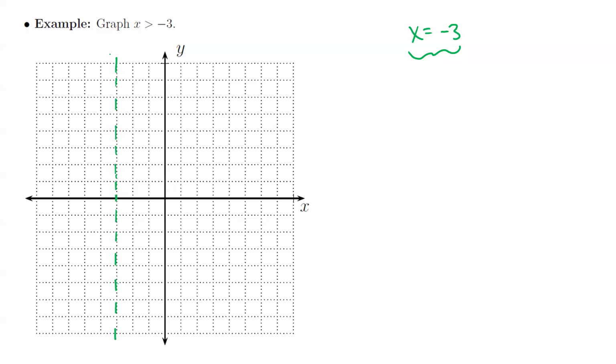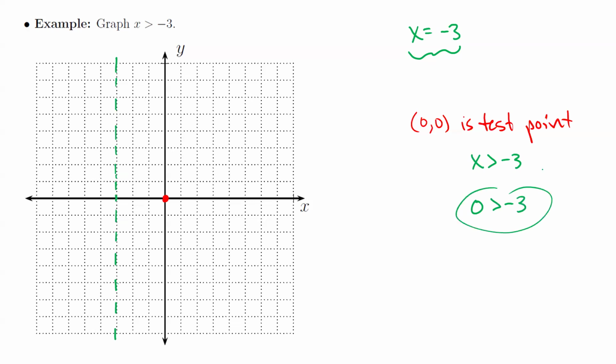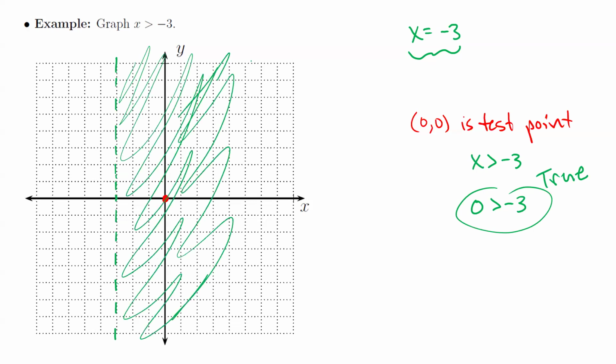All right. I can grab my test point once again of 0, 0. There's no place to put a y value, but that's okay. We just put in what's there. So x is greater than -3. So is it true that 0 is greater than -3? Yes, that's a true statement, right? And so that means that the red dot this time is on the correct side of the fence. And so we shade in the entire side that the dot appears on.